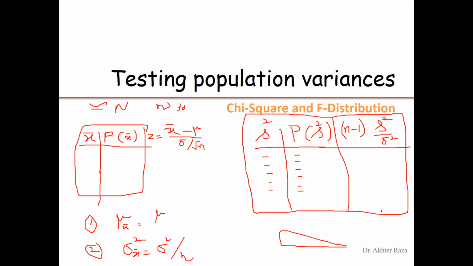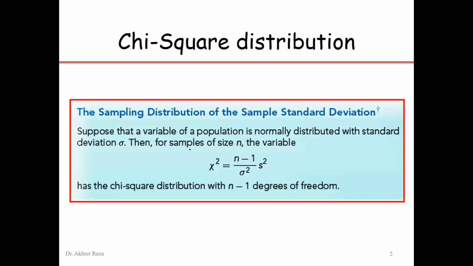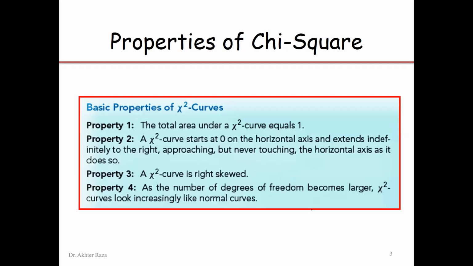So in the first part of this lecture, we have to complete the characteristics of the chi-square distribution. This variable is named a chi-square variate or the chi-square variable. It is a random variable, and the probability distribution of this random variable is referred to as a chi-square probability distribution. Chi-square probability distribution has certain characteristics. So these are the properties of chi-square distribution.